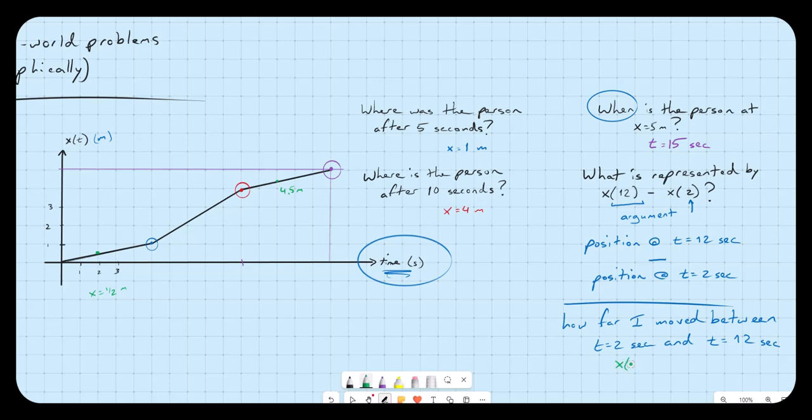So x of 12 minus x of 2 is about 4 meters. I moved about 4 meters during that stretch of time. That's how I solve these graphically.